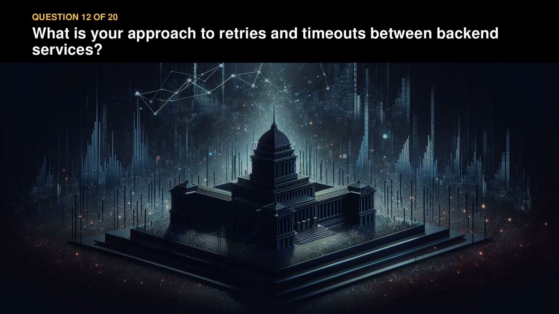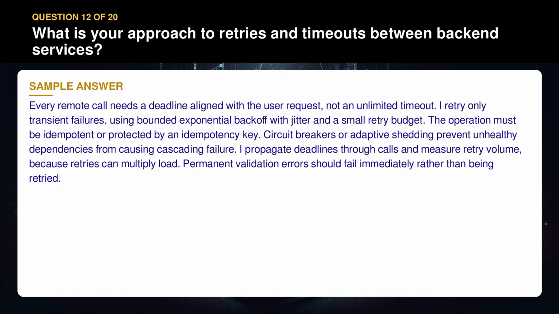Question 12. What is your approach to retries and timeouts between backend services? Every remote call needs a deadline aligned with the user request, not an unlimited timeout. I retry only transient failures, using bounded exponential backoff with jitter and a small retry budget. The operation must be idempotent or protected by an idempotency key. Circuit breakers or adaptive shedding prevent unhealthy dependencies from causing cascading failure.